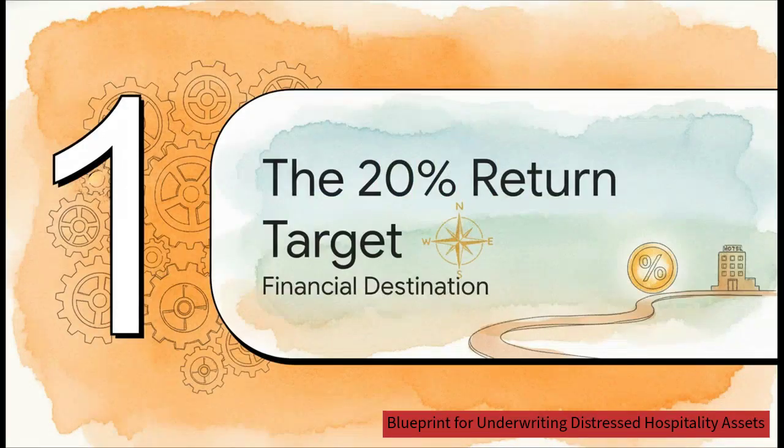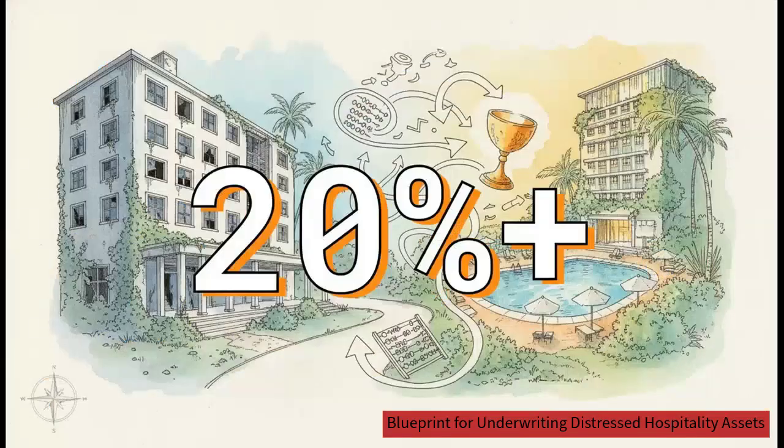Section 1, the 20% return target. That absolute goal, it's 20% plus. Look, in the world of distress hospitality, achieving a 20 to 22%, or honestly even higher, levered internal rate of return is the absolute holy grail. It is why we take on the risk. We are going to anchor all of our underwriting, all of our stress testing, literally every single decision we make to hitting this specific massive levered return.